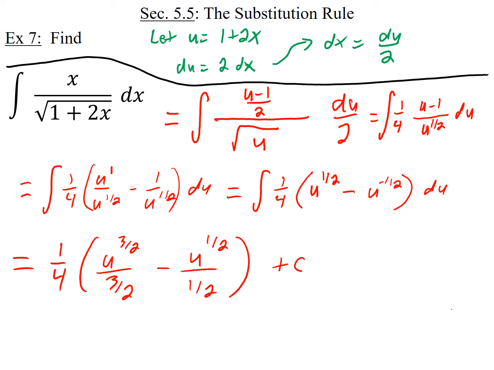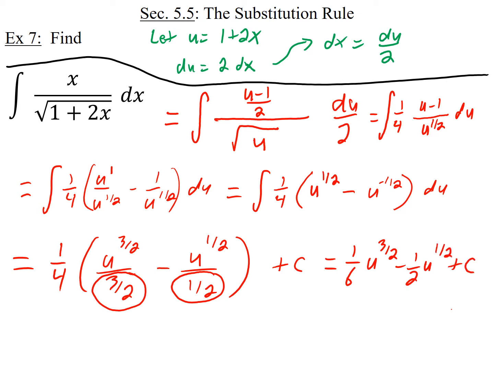All right, let me clean it up a little bit. I think what I'll do is I'll flip the fractions and I'll distribute the 1/4. So if you flip this one, you get 2/3, and I got to do 2/3 times a fourth. 2/3 times a fourth is 1/6. And then when you flip this one, you get a 2. And I'm going to do 2 times 1/4 because I'm distributing the 1/4. So you get 1/2. So you get minus 1/2 u to the 1/2 plus c.